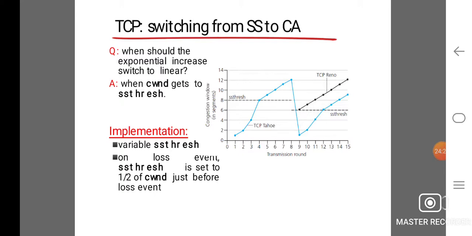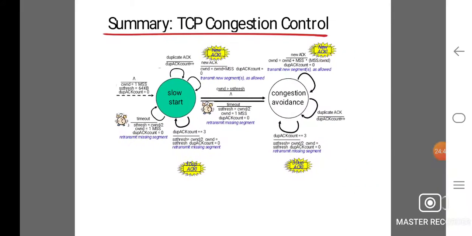Switching from slow start to congestion avoidance, the question that arises is: when should the exponential increase switch to linear? The answer is when CWND gets to the ssthresh threshold. Implementation: a variable, ssthresh. On a loss event, ssthresh is set to half of CWND just before the loss event.